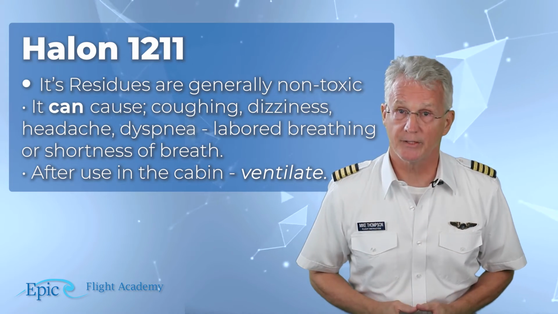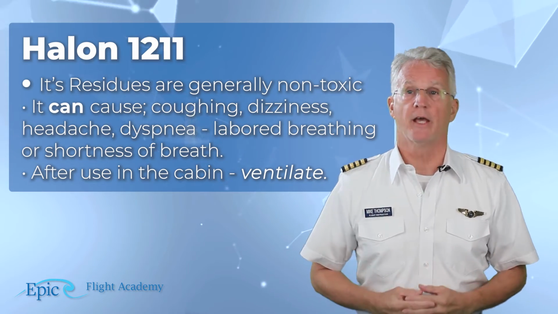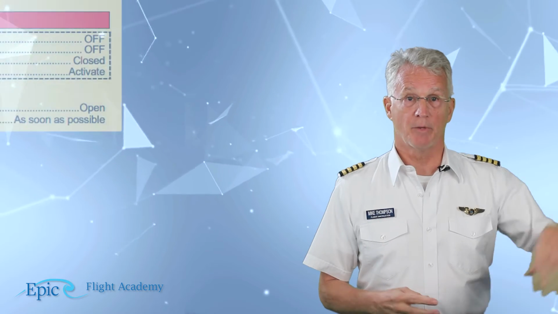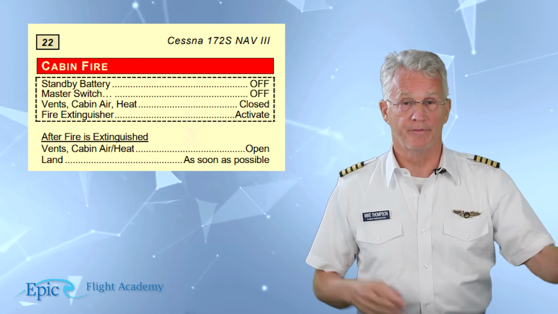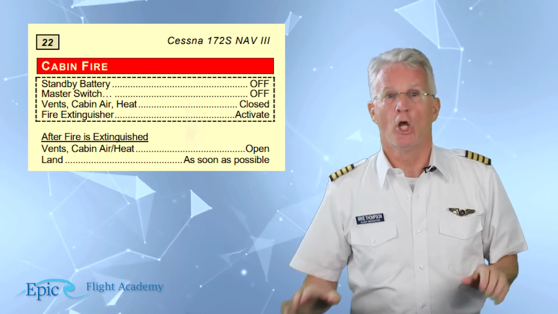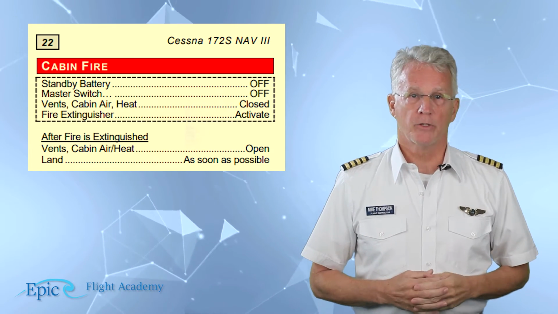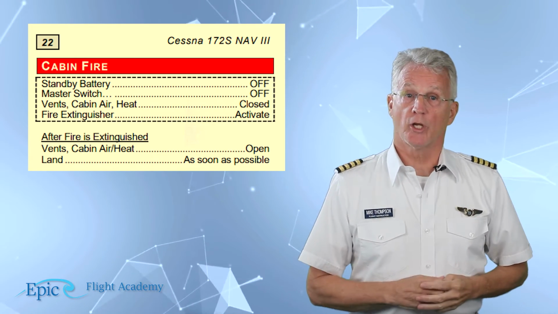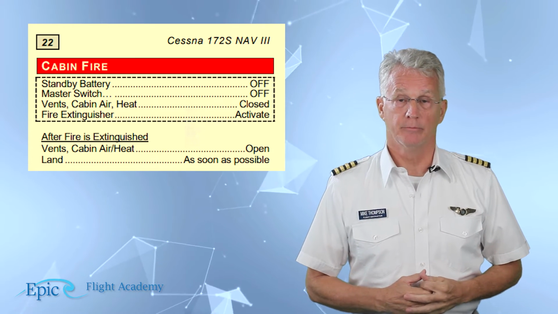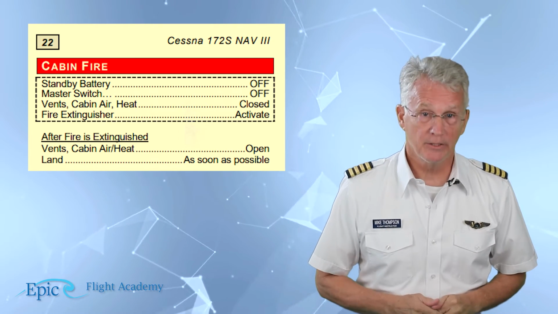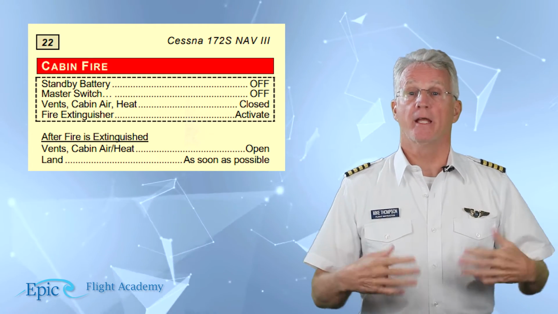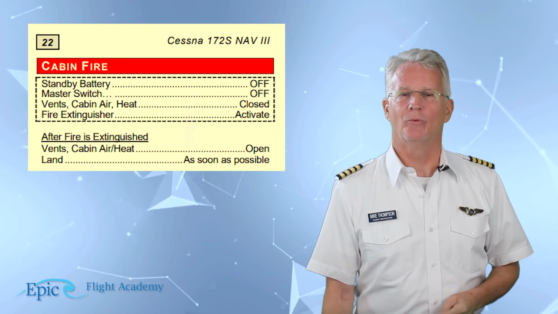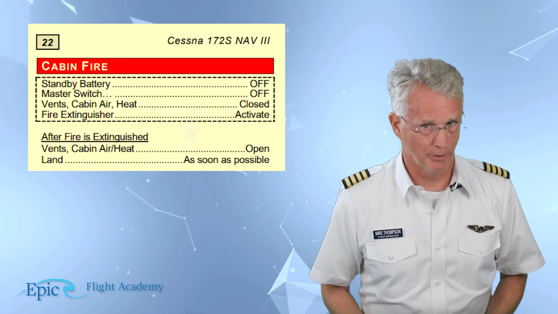This checklist has immediate action items that are required to be committed to rote memory. Standby battery, off. Master switch, off. Vents, cabin air, cabin heat, closed, and fire extinguisher, activate. Notice the remainder of this checklist is not enclosed in a dashed line and is all about ventilating the cabin after extinguisher activation. Remember, 1211 is not something you want to inhale if at all possible, even though it is said to be non-toxic.